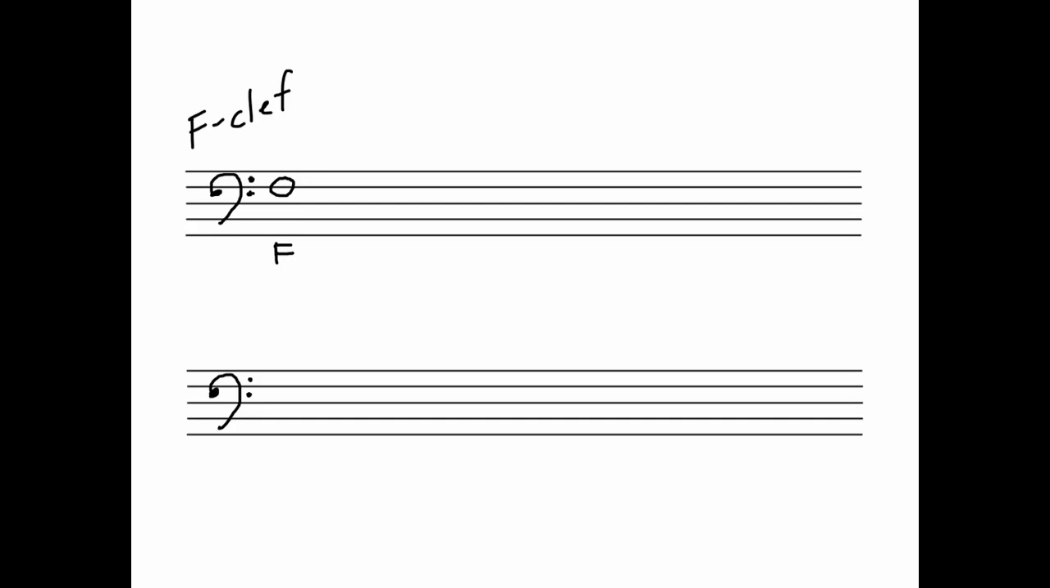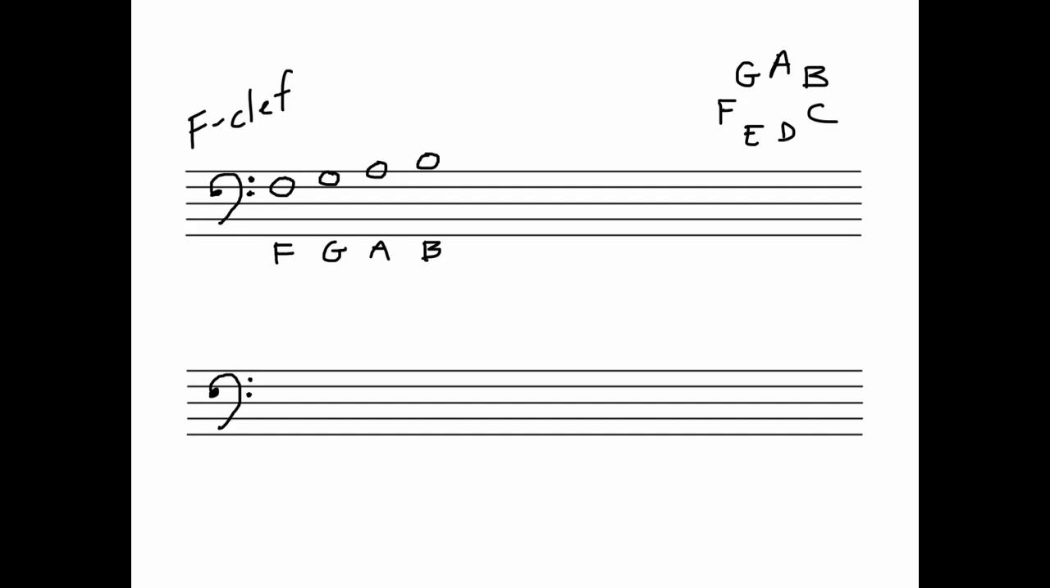Now we can just use our note circle sequence to find out what the rest of the notes are. And if you recall, the note circle is A, B, C, D, E, F, and G. So after the note F, we need a G, and that's going to be on the next space. Then we need an A, which is going to be on the next line. And then on the space above the staff, we have B.